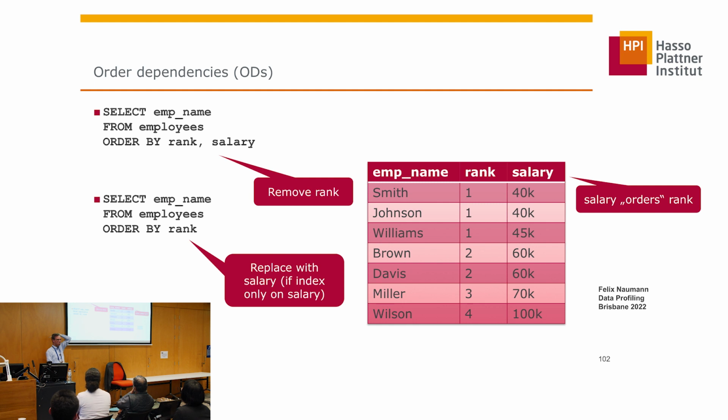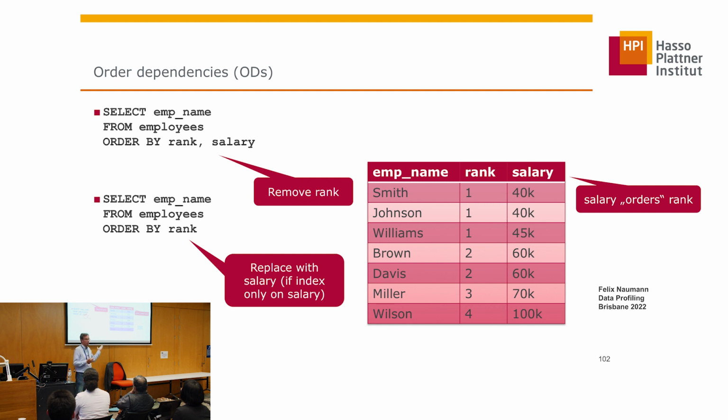Any ideas? It's not quite as obvious, but there's an idea. Go. If you just order by salary instead, it should be the same. Yes, absolutely. Since salary already orders rank, I can just order by salary instead of by rank. Now you should ask yourself, why should I do that? What's the big deal, right?